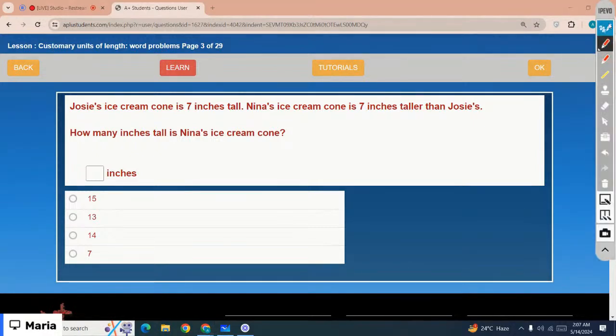Okay, so how many inches tall is Nina's ice cream cone, right? Nina's ice cream cone is 7 inches taller than Josie's, right? Taller it is, so you need to add. Josie's ice cream is 7 and Nina's ice cream is 7 inches taller. So 7 plus 7 equals 14. That means Nina's ice cream cone is 14 inches tall, right? The correct option is 14.